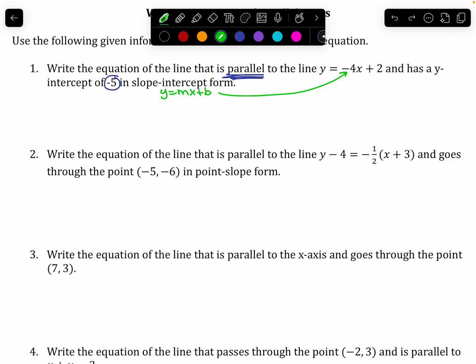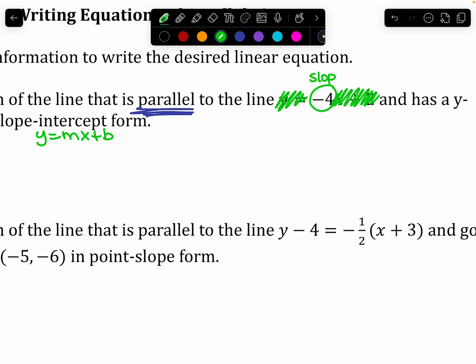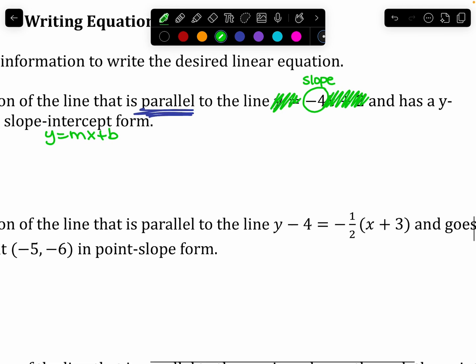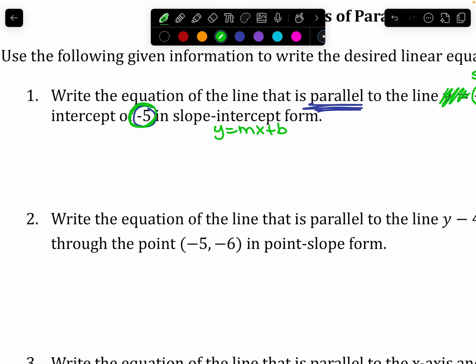The only thing that I care about is the fact that I have a line that needs to be parallel to this line. So in order for us to have a line that is parallel to the given line, they have to have the same slope. So I'm going to grab the slope of this equation, and then I'm literally going to scratch out the rest of it because I don't want any other part of it. That is my slope. Parallel lines have to have the same slope. So the slope of my new line is going to be negative 4 because that was also the slope of my previous line. However, my new equation has to have a y-intercept of negative 5.